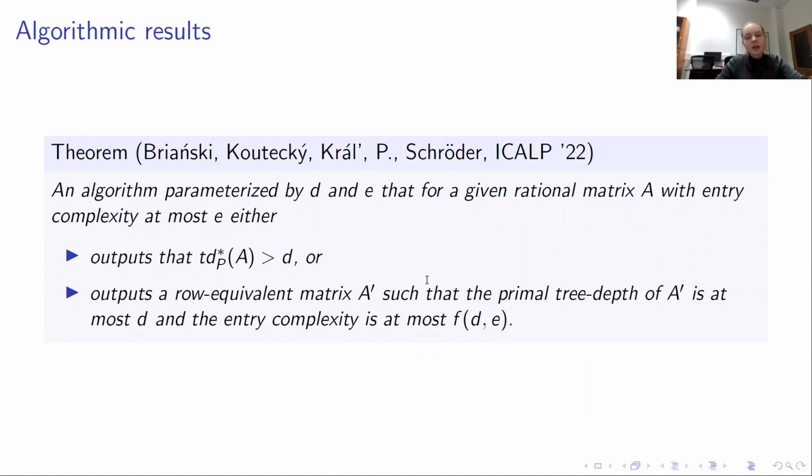small primal tree depth. So again, a parameterized algorithm that, given a rational matrix A and integers D and E, such that the entry complexity is bounded by E, outputs a row equivalent matrix whose primal tree depth is at most D, and the entry complexity is bounded by a function of D and E. And here the approach is a bit different. So again, the core is computing, in this case, the deletion depth decomposition. But we do this in a different way.